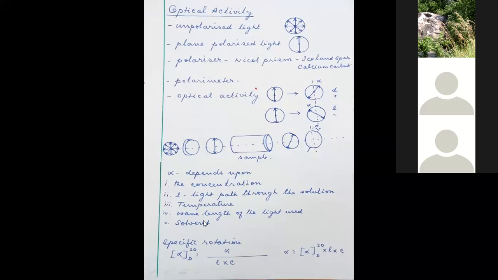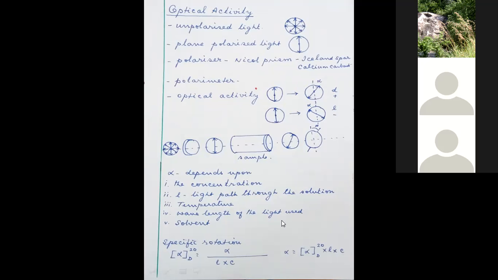And wavelength of the light used. When you change the wavelength of the light, what is wavelength? Wavelength is the distance between any two successive points in the wave which are in the same state of vibration. And also, alpha depends upon the solvent.